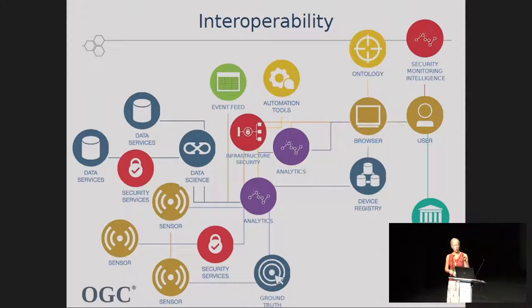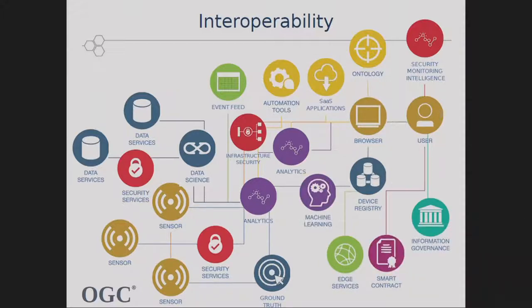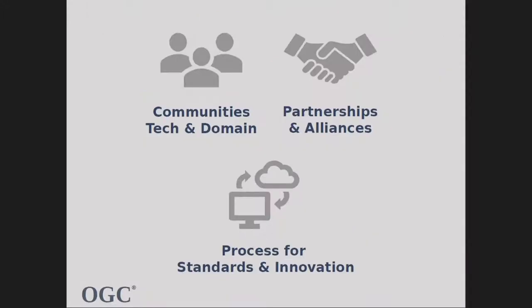And all these balls you see, all these circles you see, they require to communicate with each other. So it's all about interoperability. Software as a service application, edge services, machine learning, smart contracting, everything. And we need to handle that. So, how do we do that?